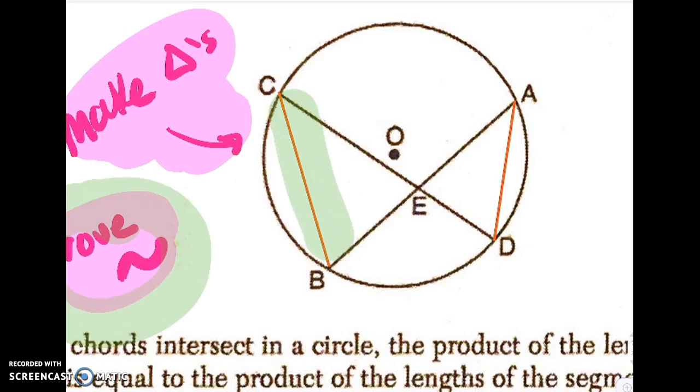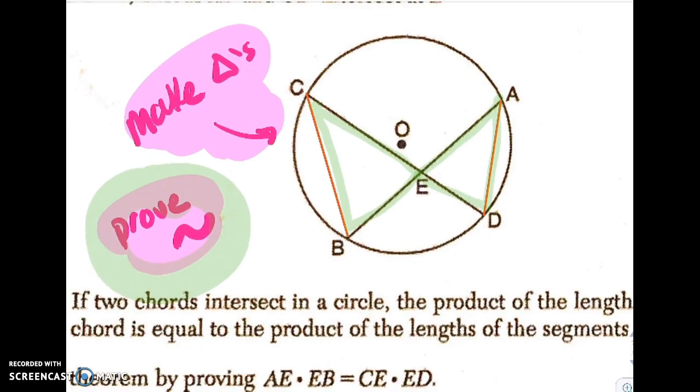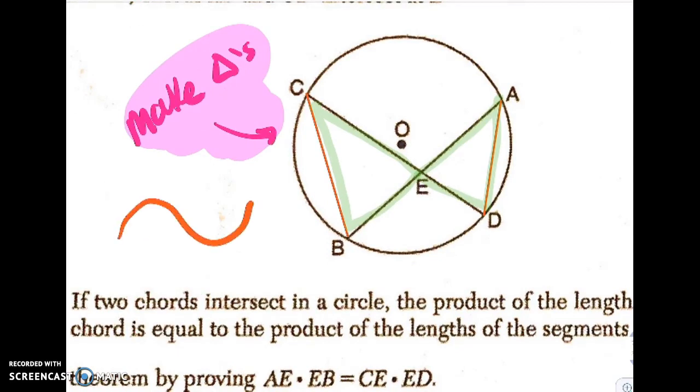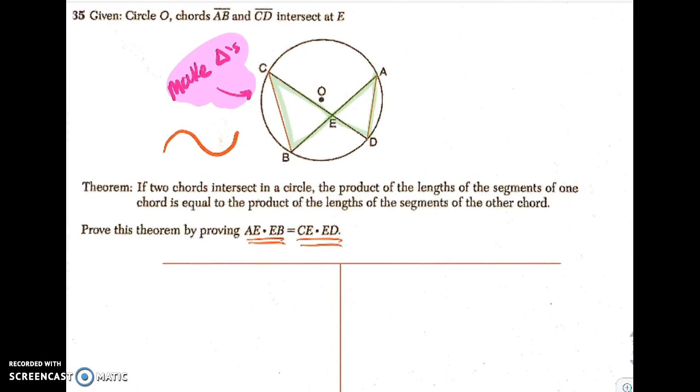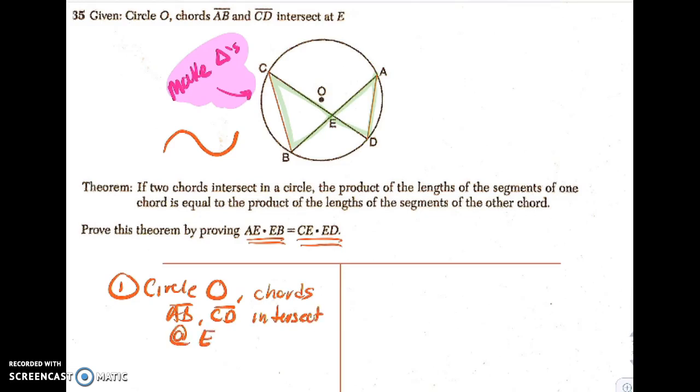So what that does is, it makes this triangle here, and this triangle here. If I can prove that those 2 triangles are similar, then the cross products will be equal. So let's get the given down first. So we have circle O, and we have chords AB and CD intersecting at E. That's exactly what it said up here.